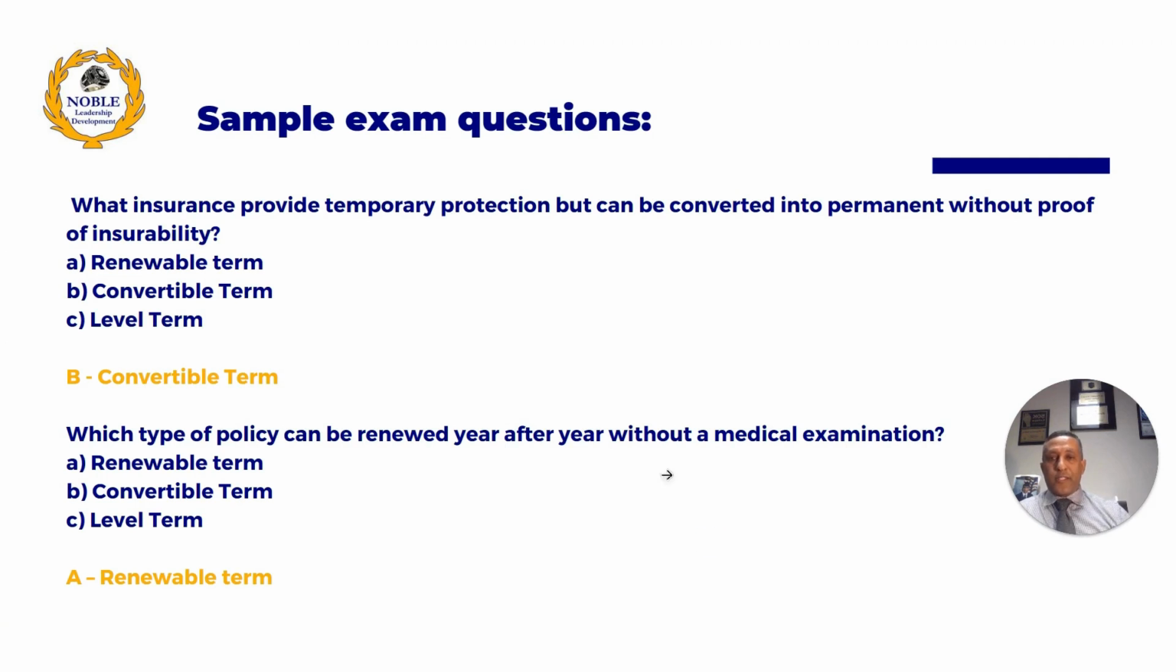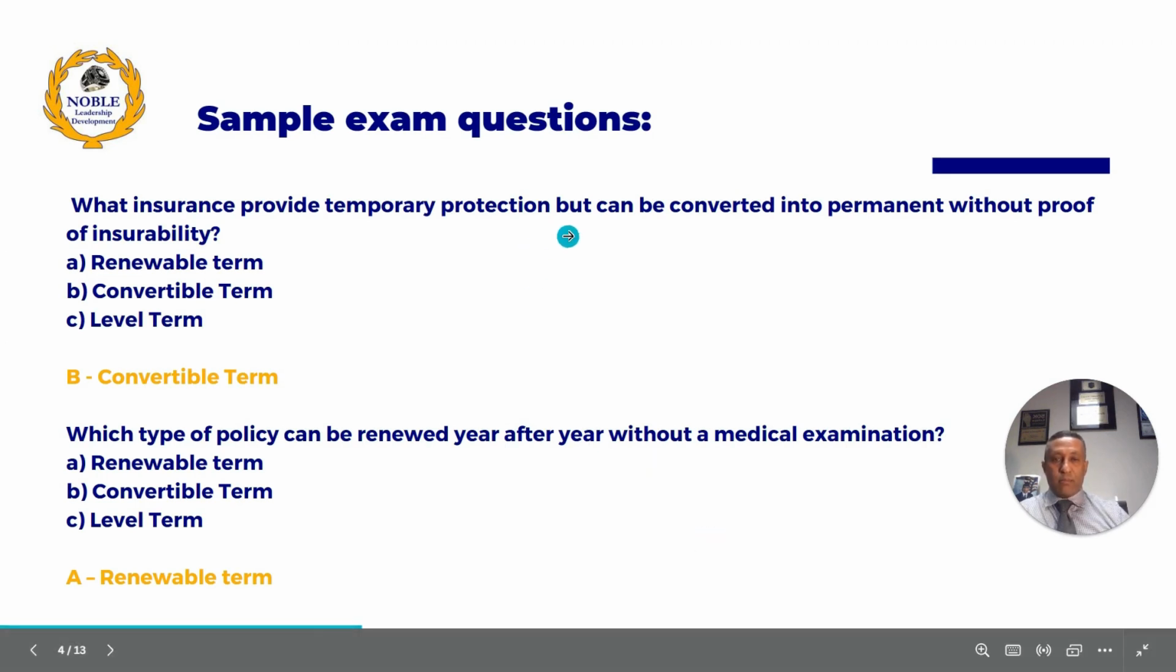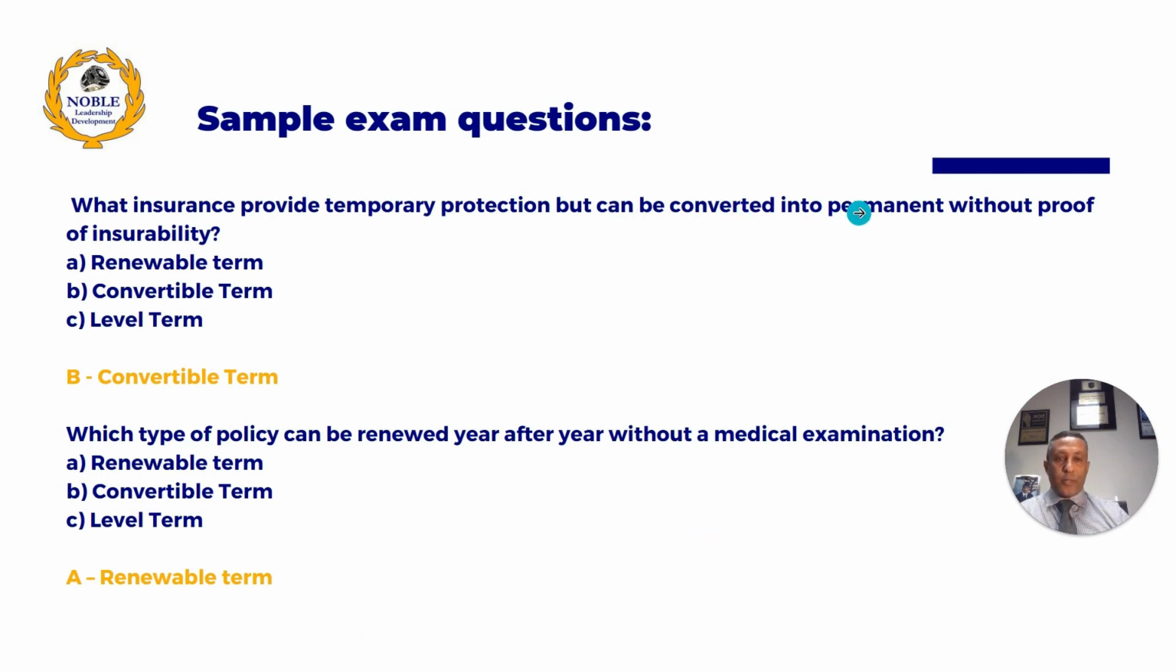What insurance provides temporary protection but can be converted into a permanent without proof of insurability? Renewable term, convertible term, and level term. And the answer is convertible term. Convertible term can be converted to permanent without proof of insurability.